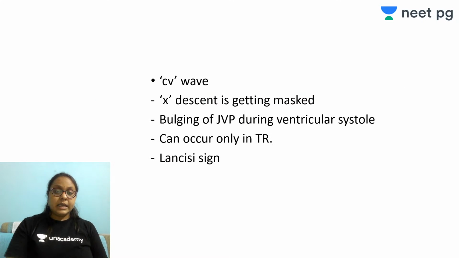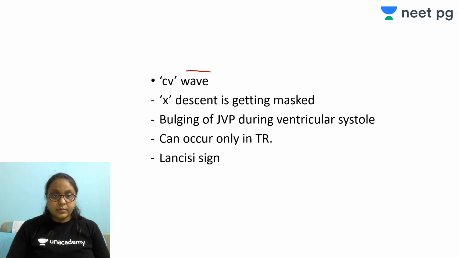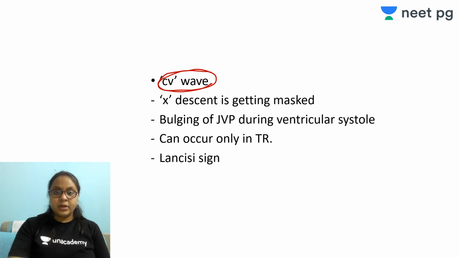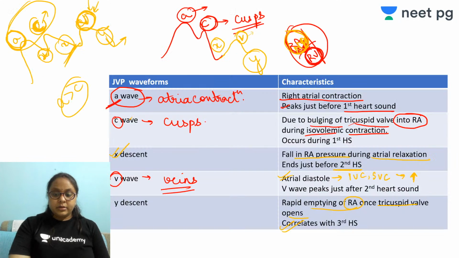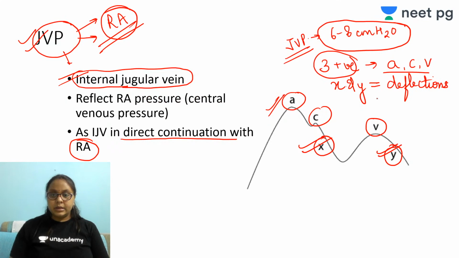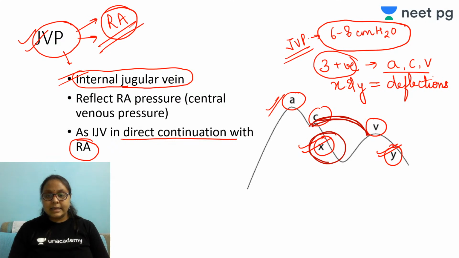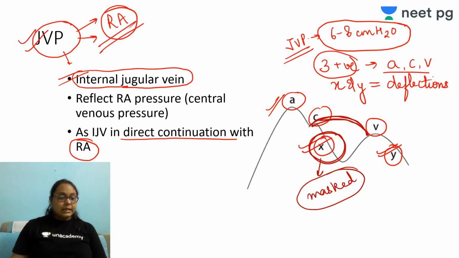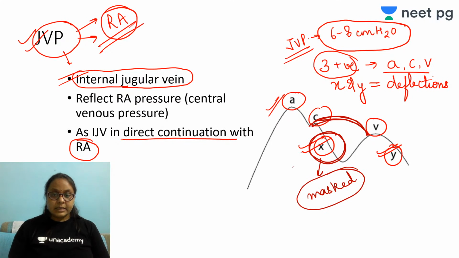C. Okay, so CV wave. What is CV wave? This is the CV wave. Okay, this X descent is getting masked. Okay, that is CV wave. Is it clear? This is CV wave. Okay, the X descent, it is getting masked.